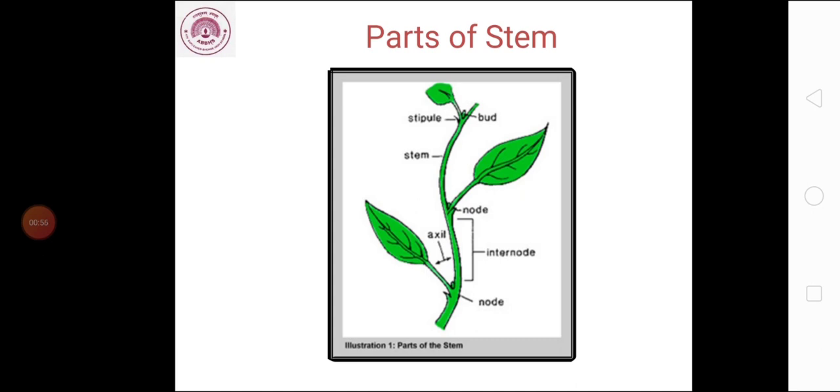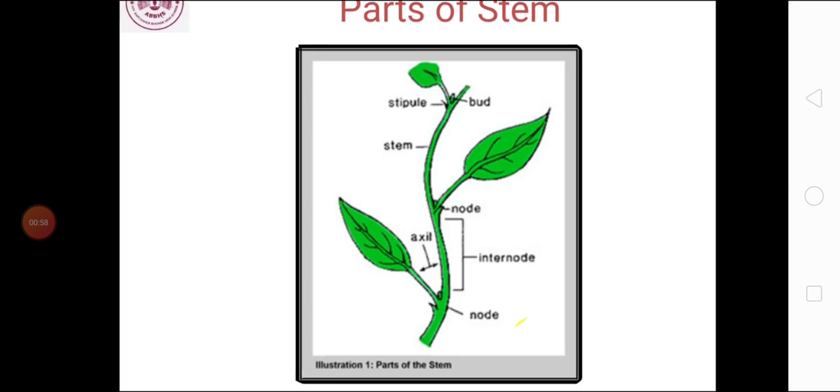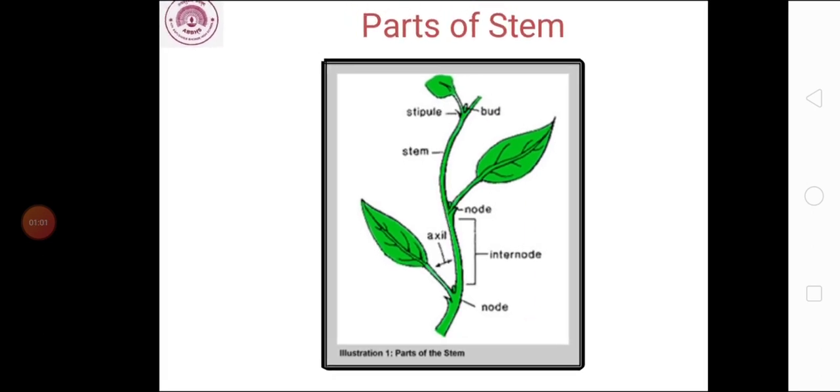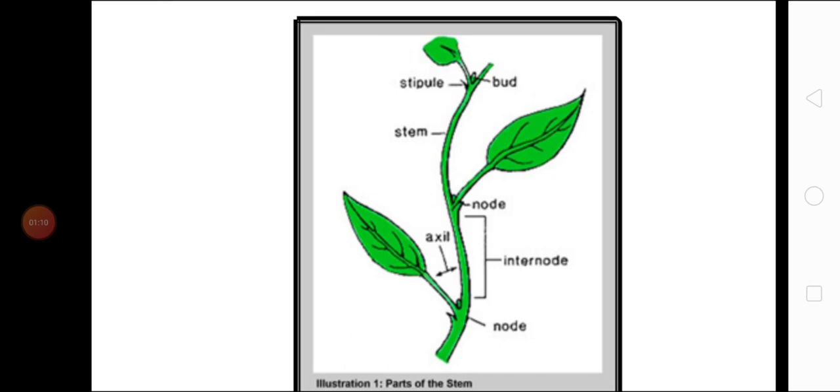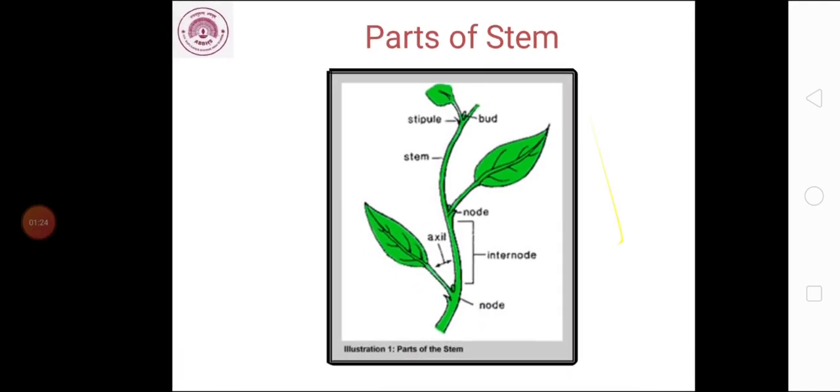Now what is this? This is the structure of the stem. As you know, the stem grows above the soil from the plumule. Here are the nodes on the stem. Leaves come out from these nodes. The part of the stem between two nodes is called internode. The tip or end of the stem is called bud. Mark all these points in your textbook and learn the spellings as well.